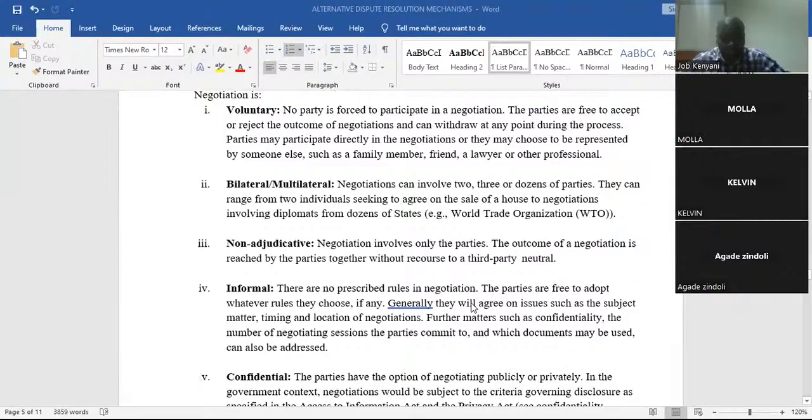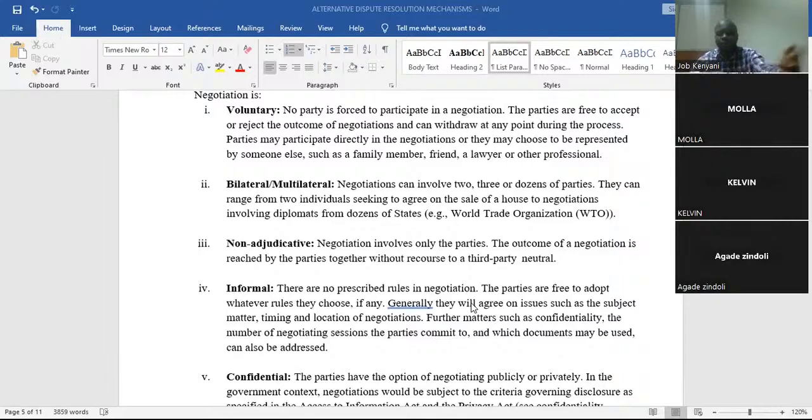Non-adjudicative negotiation involves only the parties. The outcome of negotiation is reached by the parties together without recourse to a third party, for example, under mediation and arbitration. It is informal. There are no prescribed rules or procedures as to how you can craft negotiation processes.